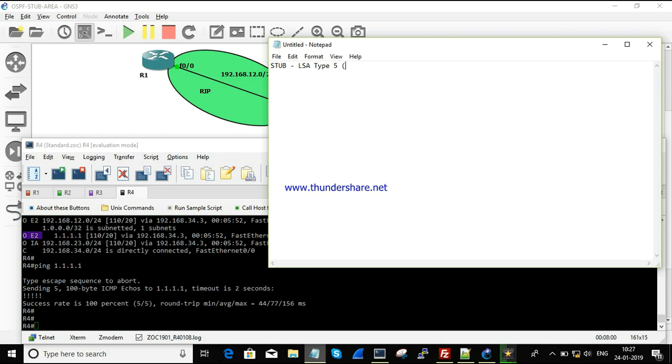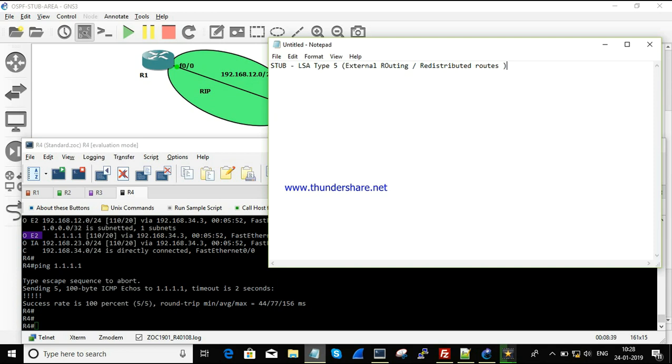What does the type 5 LSA do? LSA type 5 generates external routing information, or you can say redistributed route information. This type of information is blocked if you configure the particular area as a stub. This helps you stop the redistributed information from entering the stub area. So you can't get any OE2 or OE1 information into the stub area. So this is what a stub is.